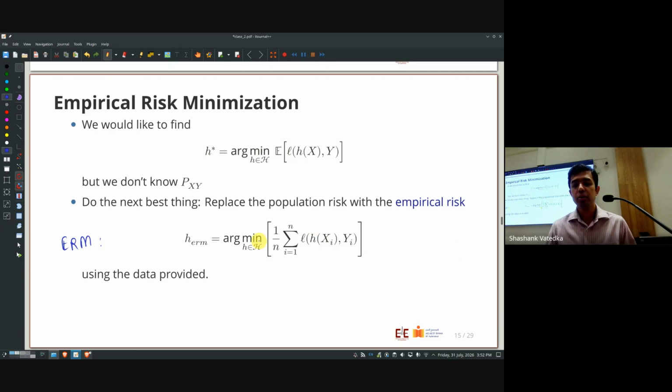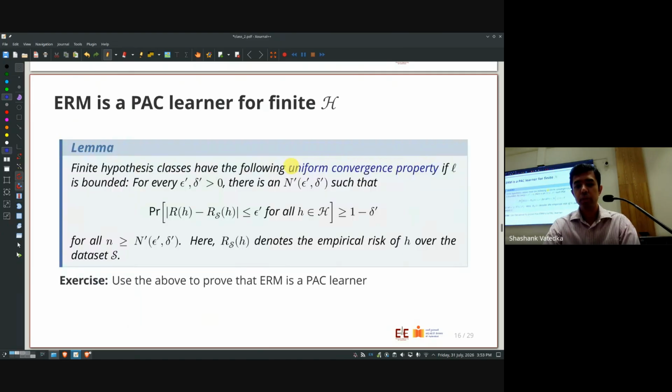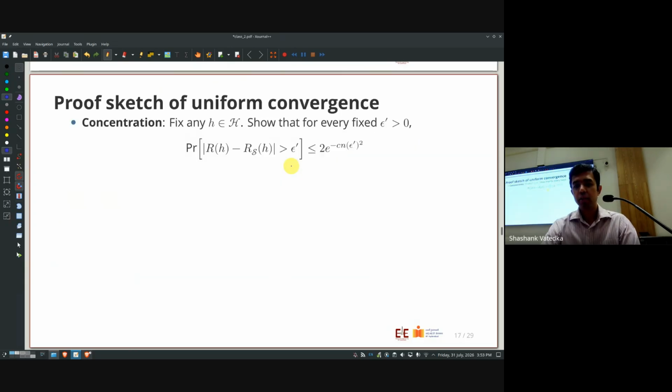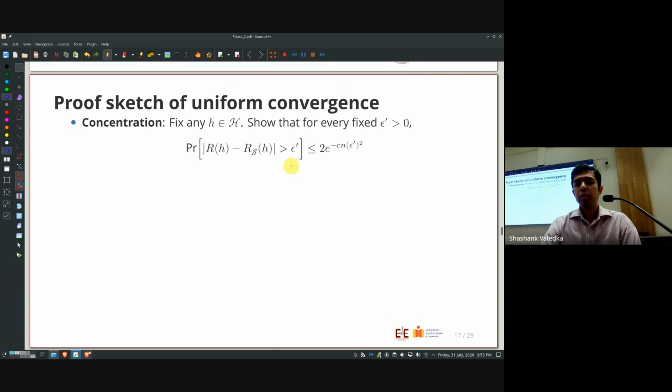So you have the data, you can try to approximate this. Hopefully, if n is large enough, then this quantity is going to approximate this expectation. Okay. So for a given h, the empirical risk is going to be a good approximation of the average risk or the population risk. And you can prove that ERM is in fact a PAC learner for any finite hypothesis class. Okay. So how do we prove that this happens?